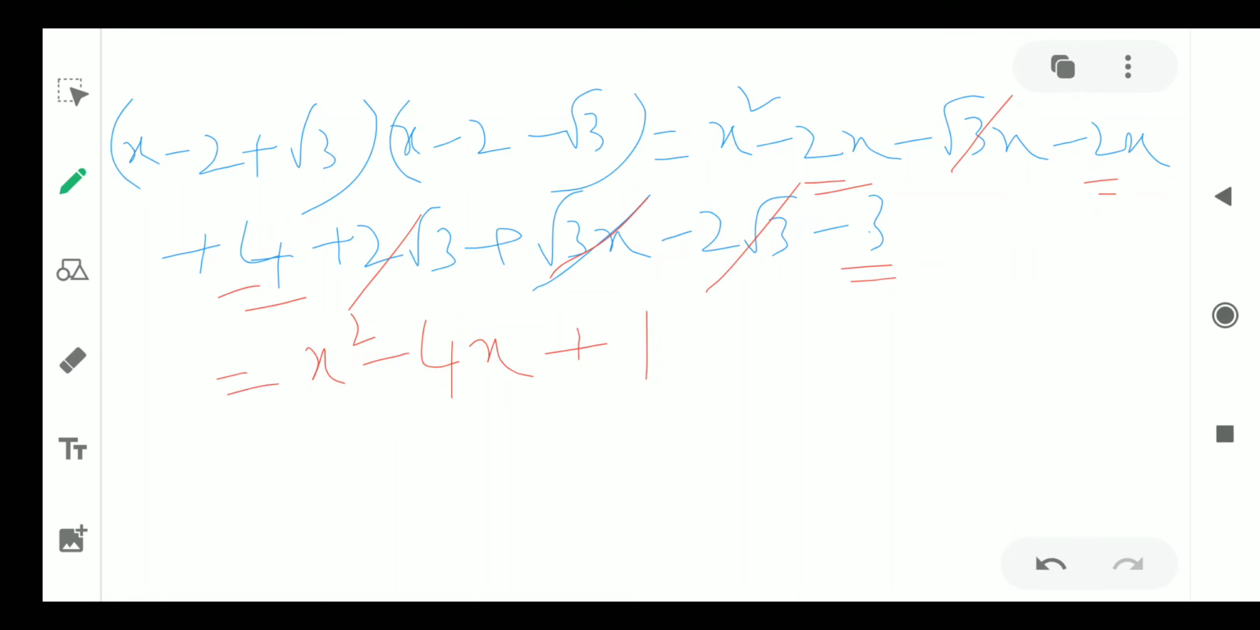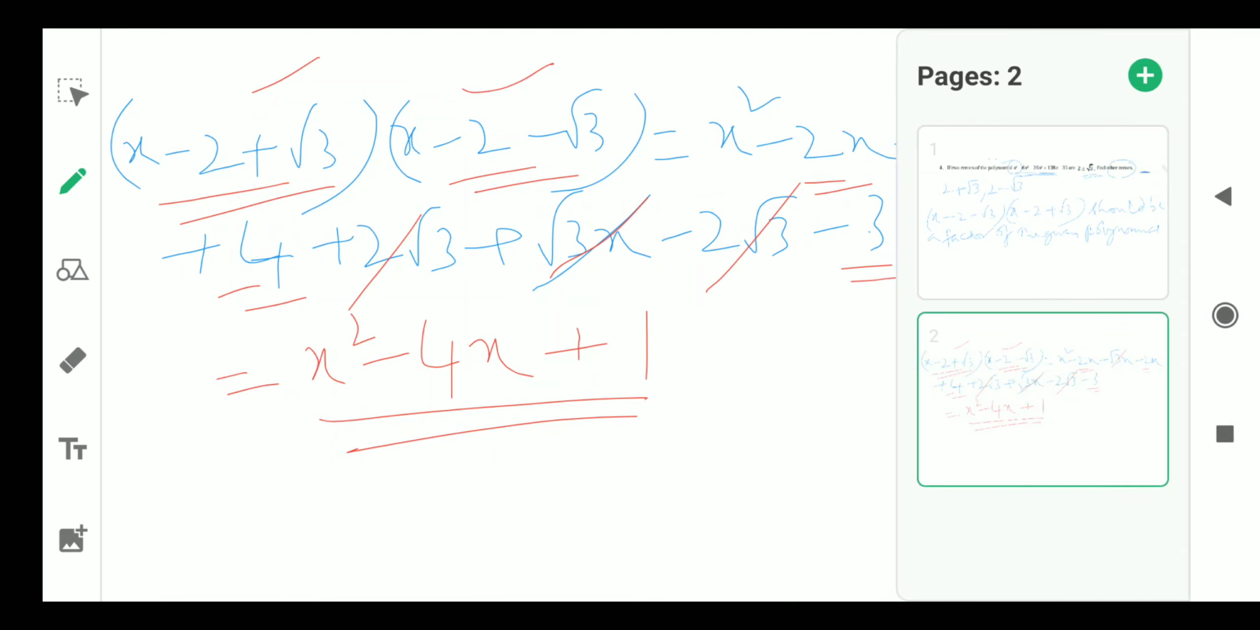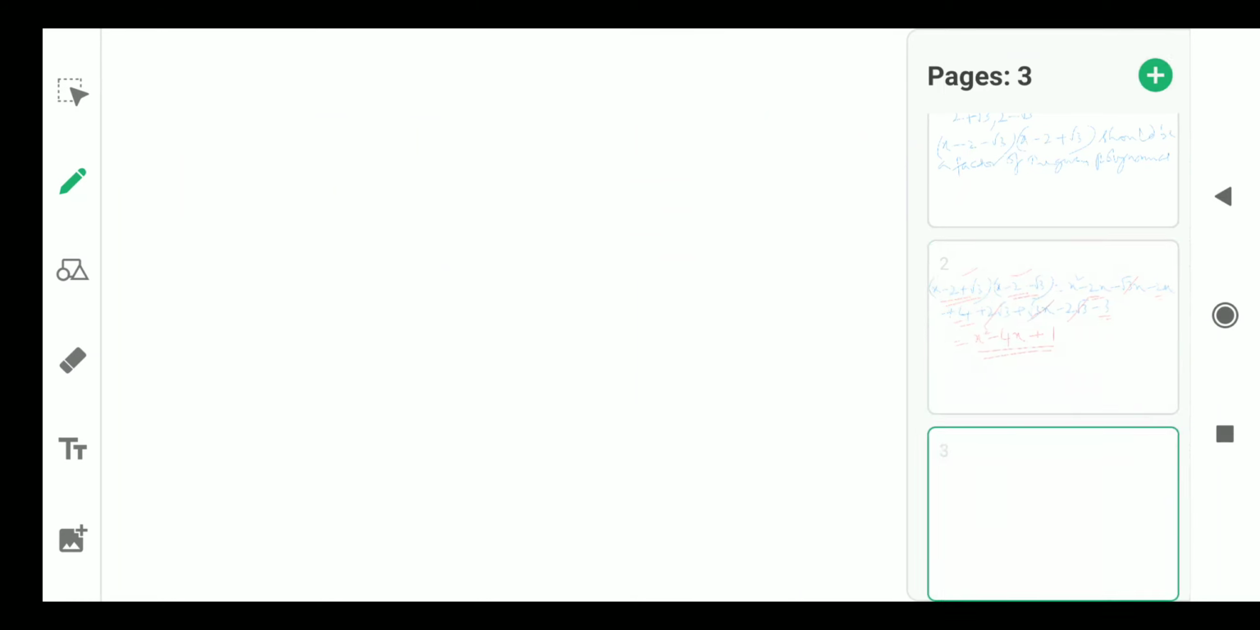So this is the factor that divides the given polynomial. Because these two are zeros, this will be a factor of the given polynomial. The product of the two factors will also be a factor of the given polynomial. Now let us divide the given polynomial by this x square minus 4x plus 1 to find out the other zeros, right?